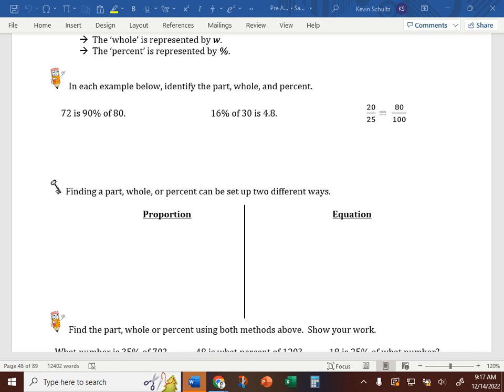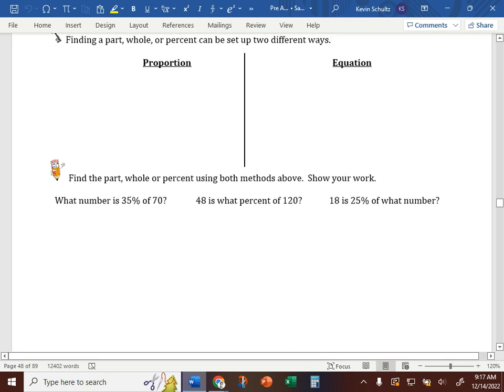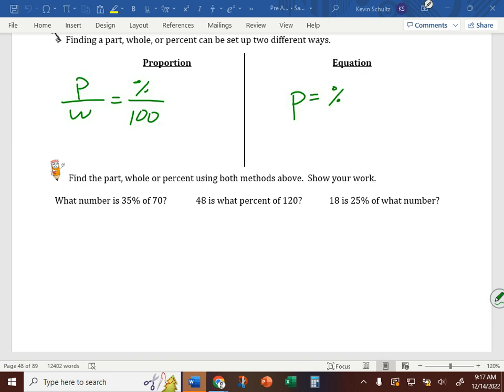Let's practice. I'm going to rewrite the formulas so we can see them while we're working here. Again, our proportion, part over whole equals percent over 100. Our equation, part is equal to the percent times the whole. We're going to use both methods here, the proportions method, then the equation method. An example of a percentage question you can be asked is, what number is 35% of 70? What is 35% of 70?